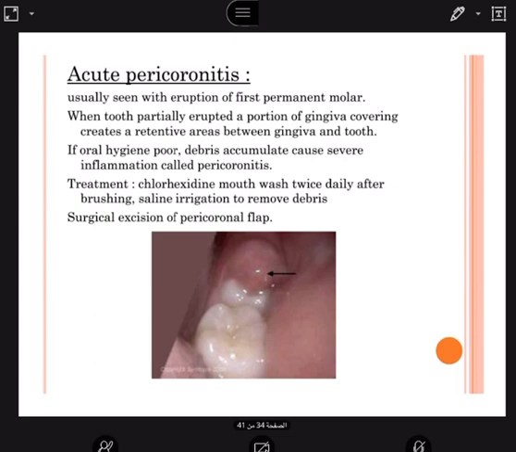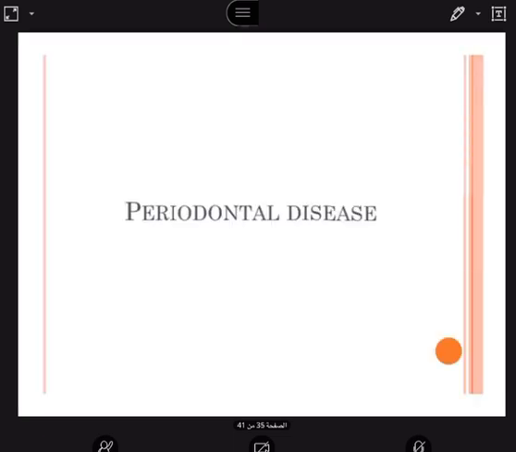Here, in pedo, we don't deal with the 17 to 21 age group, right? So that's why it's mentioned as first permanent molar. Treatment: chlorhexidine mouthwash twice daily after brushing, and saline irrigation to remove the food debris. Surgical excision of the pericoronal flap is done in very severe cases.